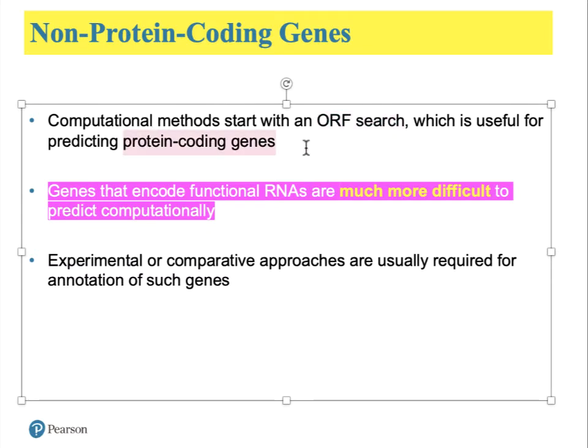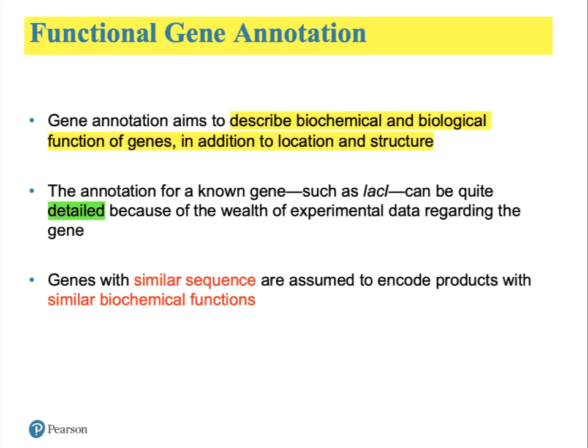But we now know that the genome contains far more DNA dedicated to non-protein coding genes. These include the structural genes for tRNA and ribosomal RNA, and spliceosomes, etc., and the regulatory RNAs like microRNAs and piRNAs. In these cases, computers have a hard time finding matches. The primary goal of gene annotation is still to ascribe a biological and biochemical function to genes, in addition to their location and their structural organization.